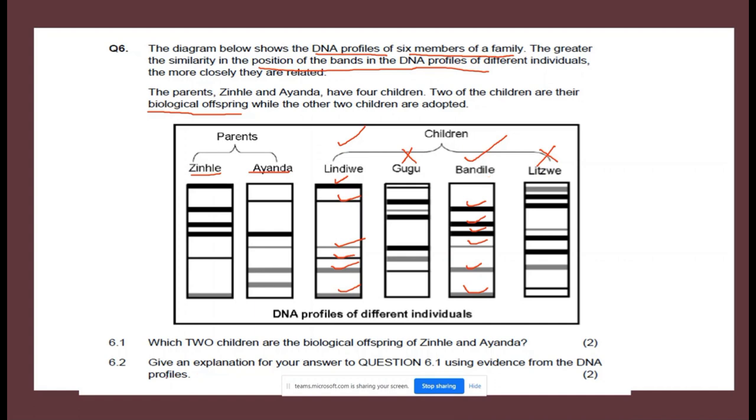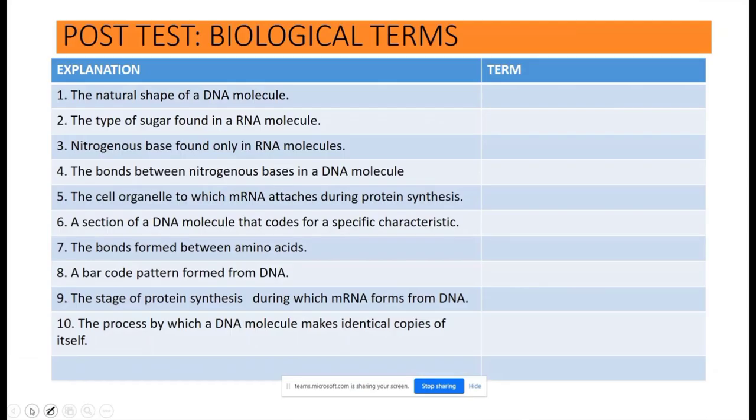And then they want to know, give an explanation for your answer. Why did we say Lindiwe and Bandile? If you look at the DNA bands of Lindiwe and Bandile, it matches the DNA bands of Zinle and Ayanda. As simple as that. And remember, we don't just talk of bands, we speak of the DNA bands. Right, now this was quite a mouthful, but I know your teachers also went through this. So I want to make sure that you understood what was tutored here today.